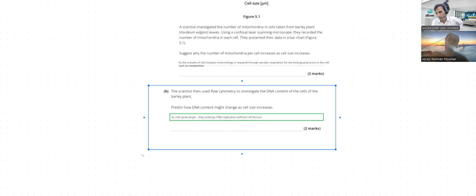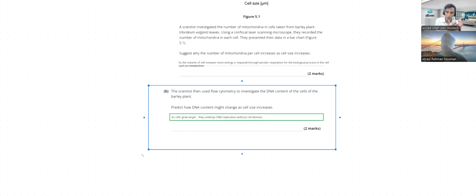I think you must have an idea about what I'm talking about. No, this is not an experiment. What I'm saying is, as the cell grows larger, it undergoes DNA replication without cell division, and that's in the case of polyploidy. I have told you already, because we have taken here the example of the barley plant.